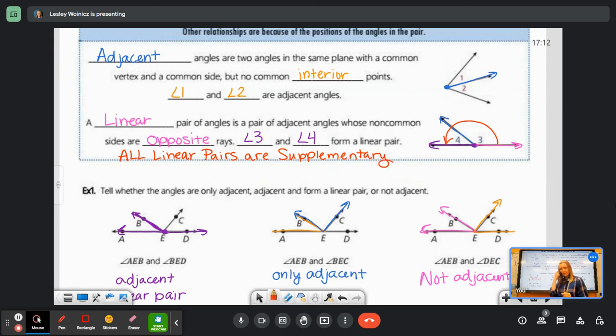Now this is important. Not all supplementary angles are linear pairs. You can be supplementary without being a linear pair, like the ones that we just did on the back. They're supplementary, but they're floating in space. They're not adjacent. So you can think of it like this. Here's all the supplementary angles, and here's all of the linear pairs. All linear pairs are supplementary, but there are supplementary angles that are not linear pairs. Okay, flip back.